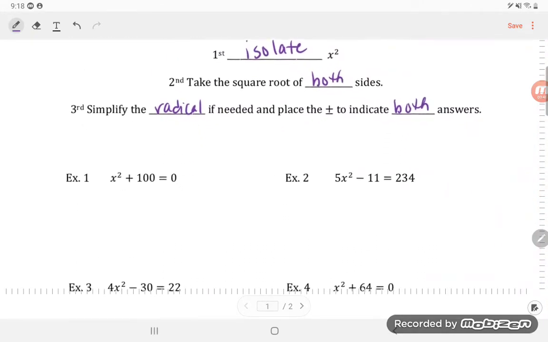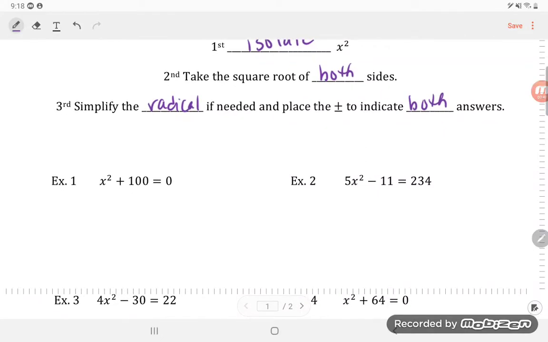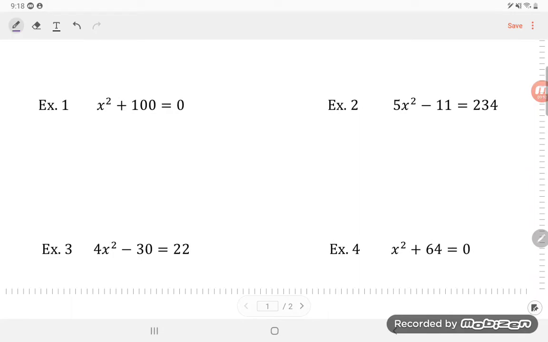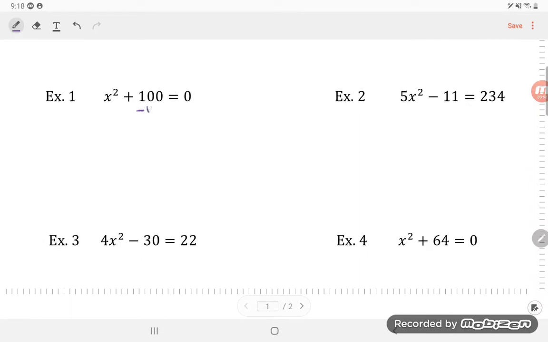For example 1, we have x squared plus 100 equals 0. For this example, we're going to first subtract 100 from both sides, and we're going to have x squared equals a negative 100. This correlates with our previous lesson on complex numbers, because once we take the square root, we're going to have a negative number under the radical.